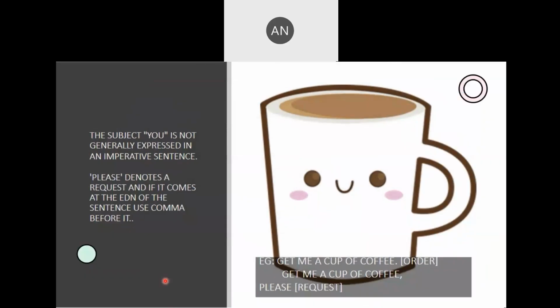The coffee mug has come once again. The subject you is not generally expressed. If there is no you, that doesn't mean that there is no subject or karta. Looking at somebody and telling something, that means that person is the subject. Get me a cup of coffee. That is order. Please get me a cup of coffee. That's a request. So the use of please and your tone matters.